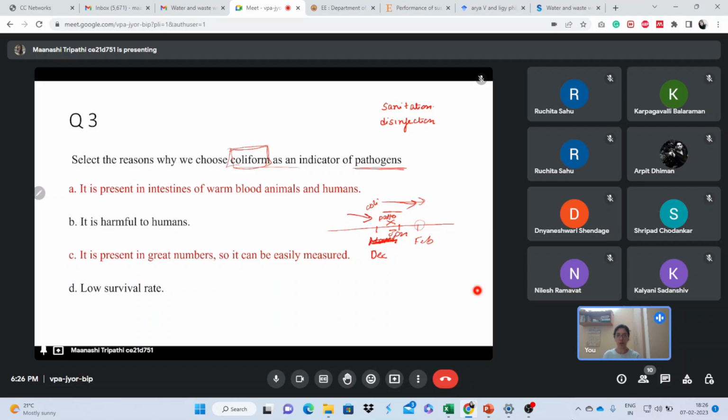So here we learned two things. First is the difference between sanitation and disinfection. Second, coliforms are not pathogens, and their life is longer than the pathogens. That is why we use coliforms.